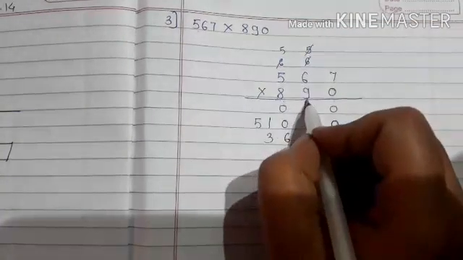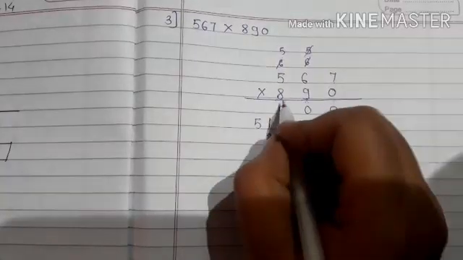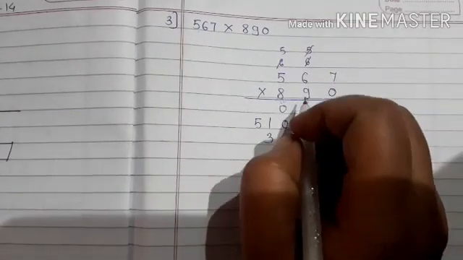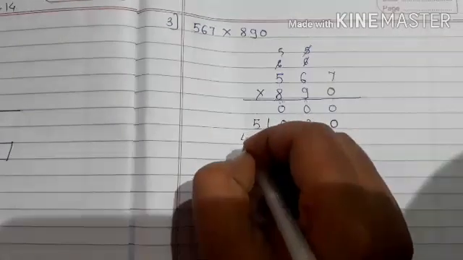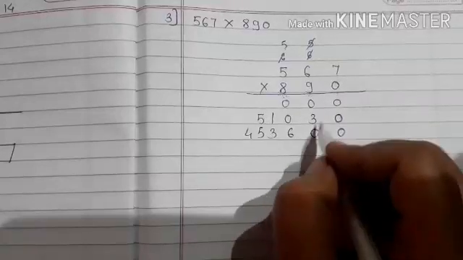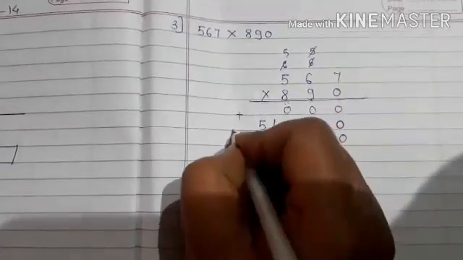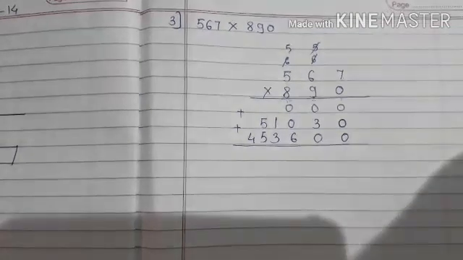Okay. Now see, 8 fives are 40. 40 plus 5 is 45. So now all of this 3-digit multiplication is over. Now we have to do the addition.